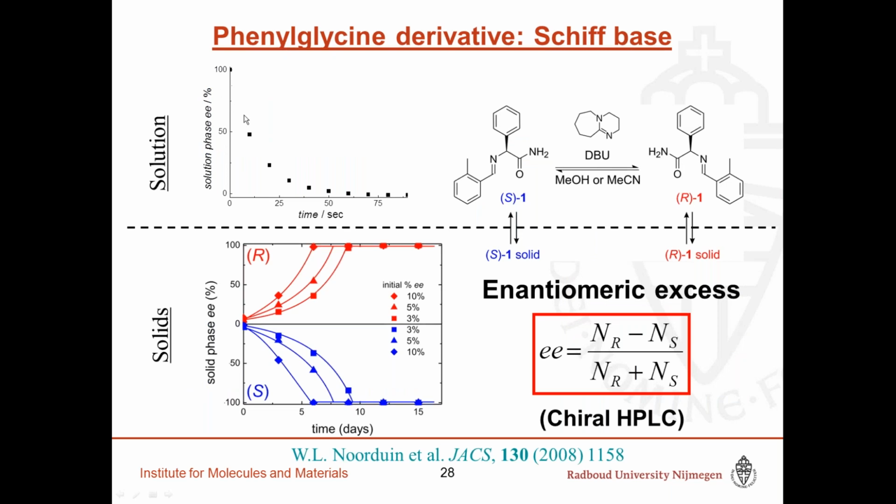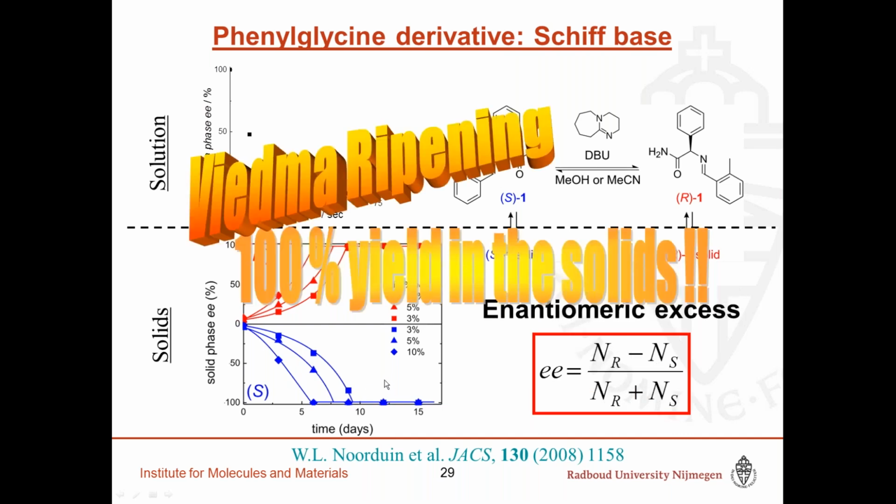And what Wim found was indeed a fast racemization in solution, and in 6 different experiments he found that, starting from a small initial enantiomeric excess, which is given by the difference in the 2 enantiomers in the crystals, you get an amplification, a sort of exponential increase of this enantiomeric excess, starting from almost 0 to 100% in 3 experiments to the R side, and in 3 other experiments to the S side. So this was a big success, and I can coin it Viedma ripening: 100% yield in the solids.